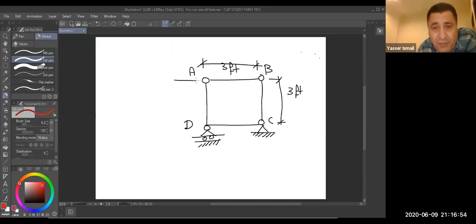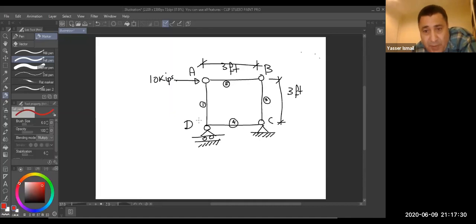And you have the external force equal to 10 kips, okay, no problem. You need to determine and calculate all the internal forces in the members. How many members do you have? Let us see: 1, 2, 3, 4 members.